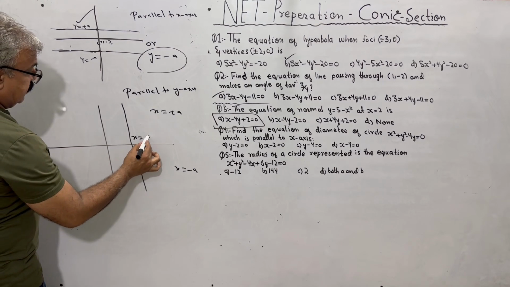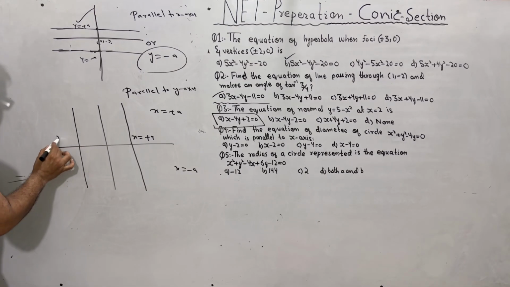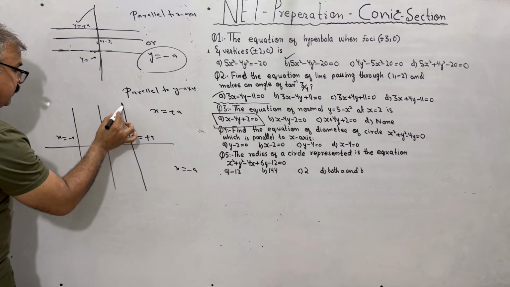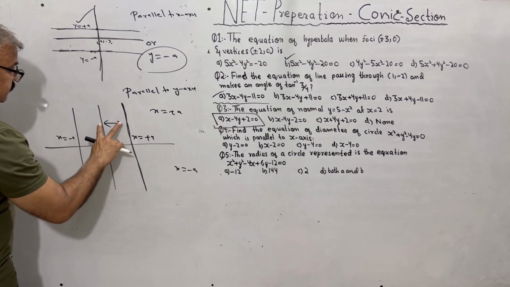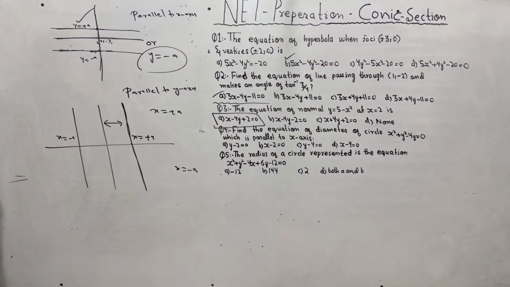That is our x is equal to positive. If it is negative, our equation will be x is equal to negative. Look at this, this is parallel to the y-axis. Sorry, this is parallel to the y-axis. This is also parallel to the y-axis. So these are the two possibilities.